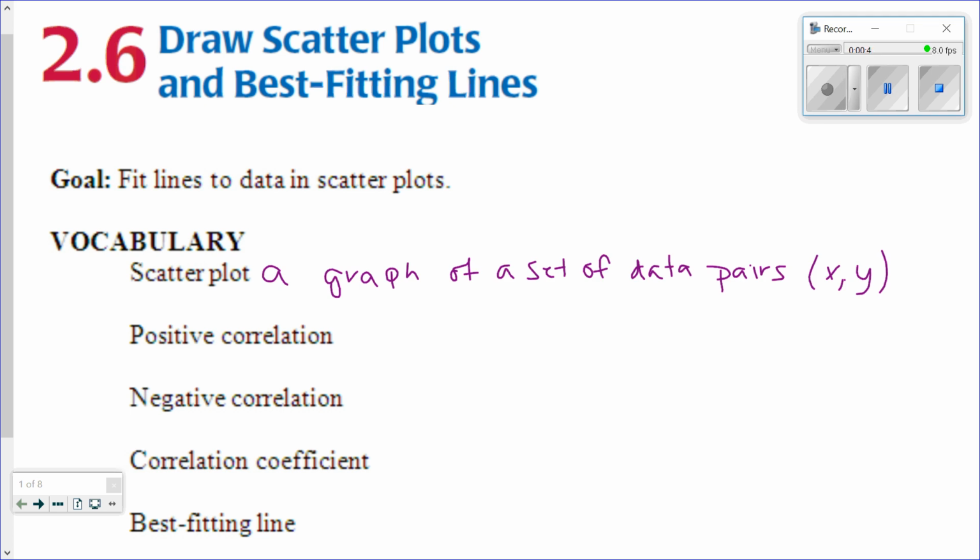The next vocab term we have is positive correlation. A positive correlation within your scatter plot is when y tends to increase as x increases. And a negative correlation is when the data in your plot, your points, when y tends to decrease as x increases.